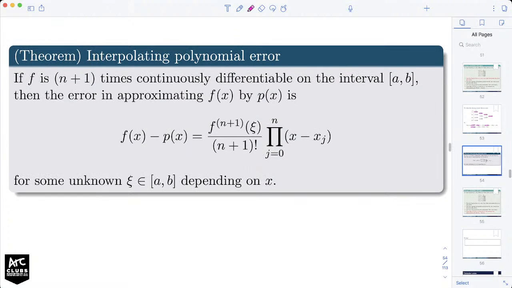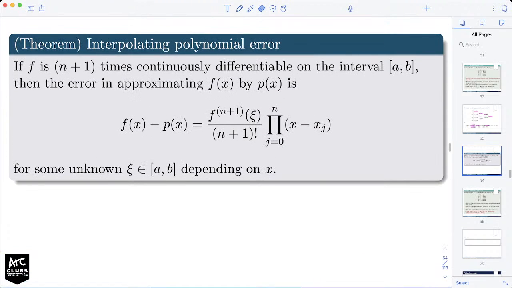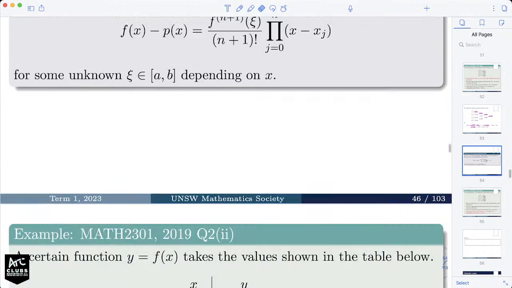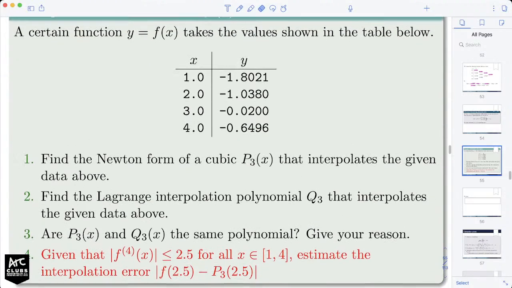And what we can do to minimize it, if we want to, and we'll look at that later with our Chebyshev points, I can never say that correctly, is if we can minimize this over here, we're going to be minimizing the error in our interpolating polynomial. But before we do that, let's look at a question that uses this directly, which is going to be question 4 here.